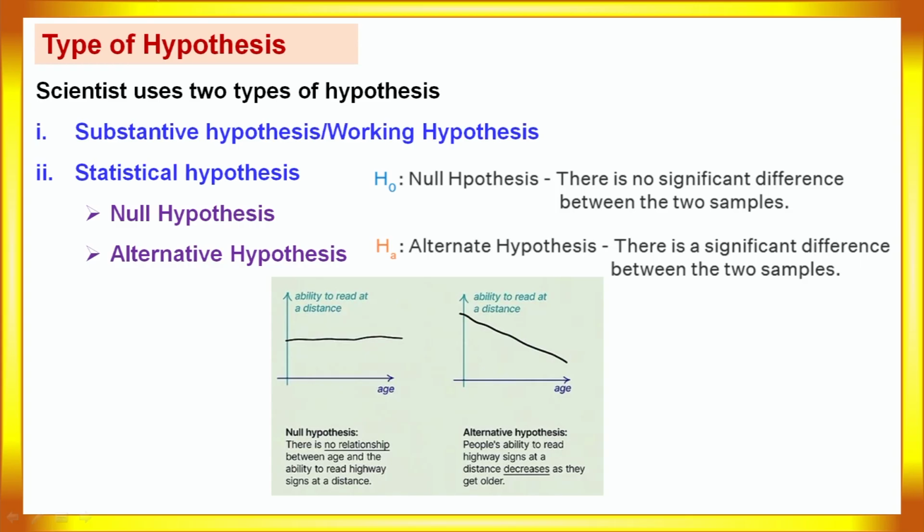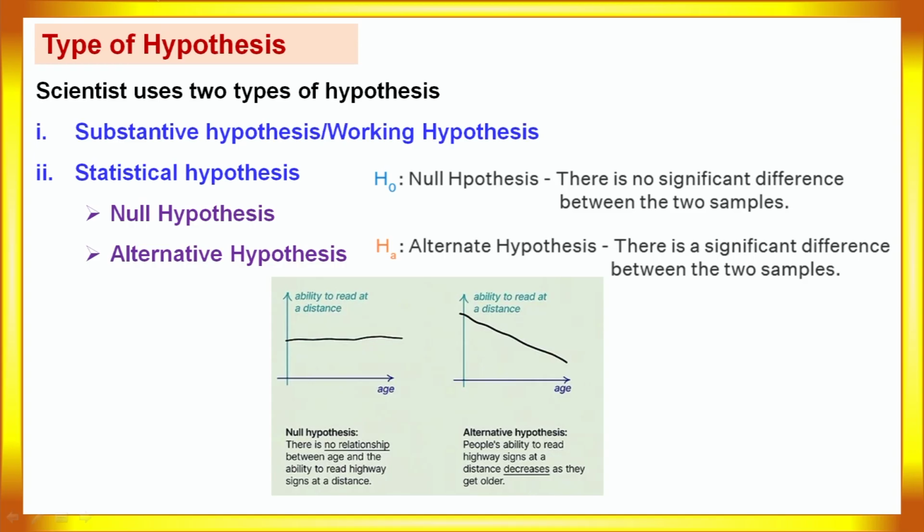The second type of hypothesis is the statistical hypothesis. Substantive hypothesis is broadly not directly testable. So, when you express the relation in terms of mathematics or quantity, it becomes the statistical hypothesis. Like, the average height of the girl students in an agricultural university is less than the average height of the boy students. So, this is an example of a statistical hypothesis.